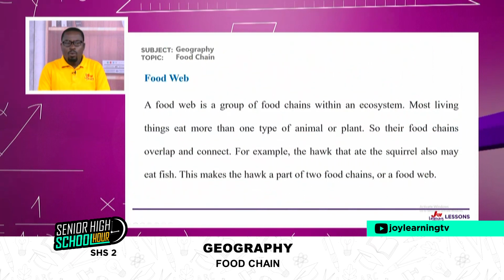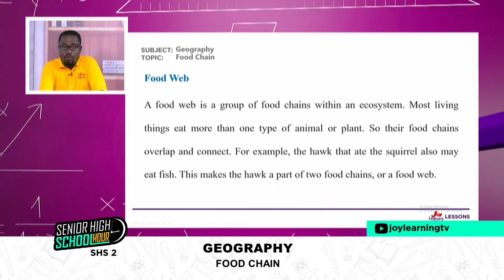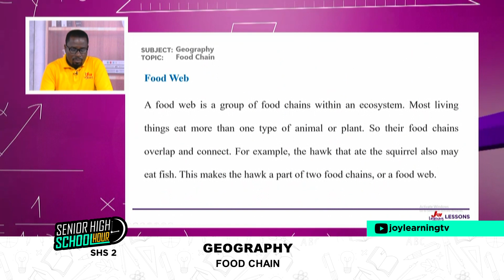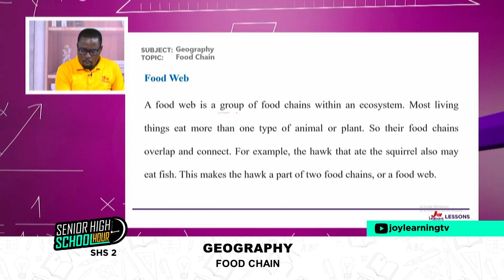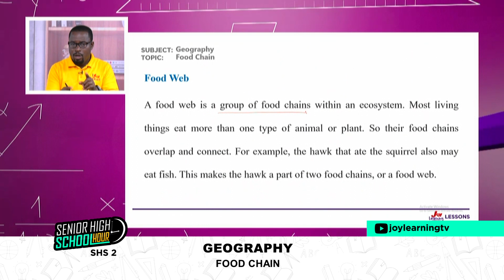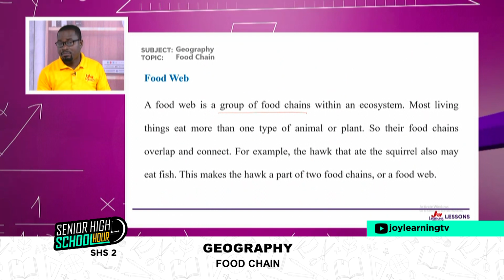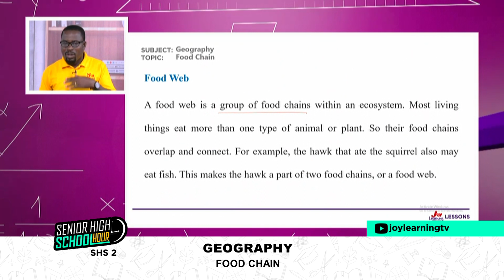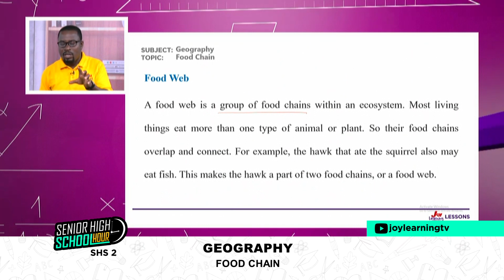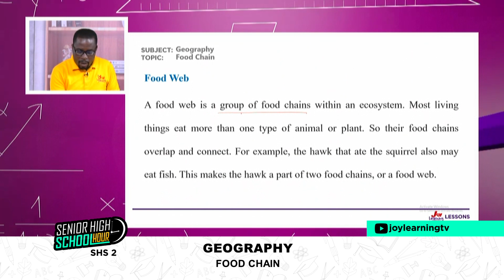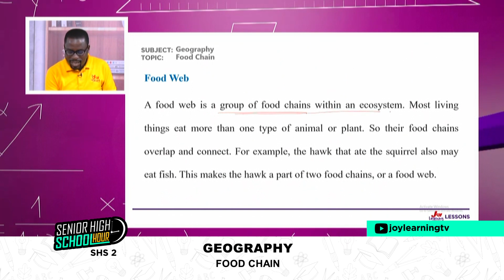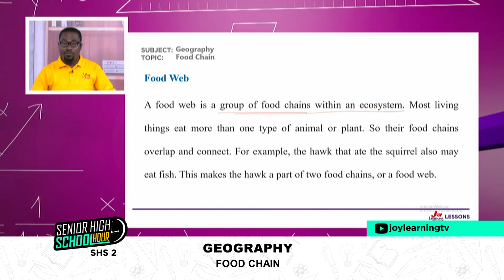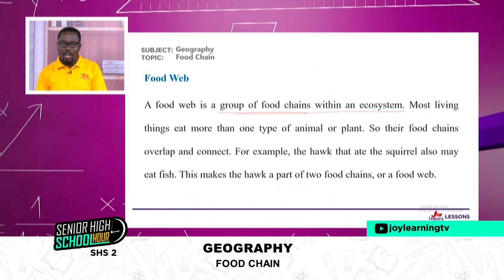Now, what is a food web? Because as part of our objectives, we said we should be able to define what a food web is. Good. A food web is a group of food chains. So here, more than one food chain. If we have more than a food chain, then we have entered into a food web. So a food web is a group of food chains within an ecosystem. It's as simple as that.